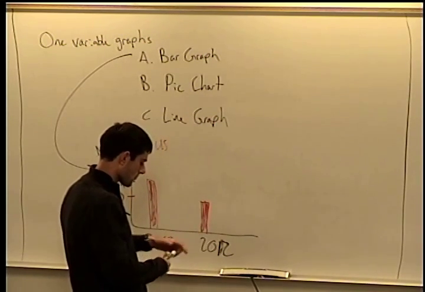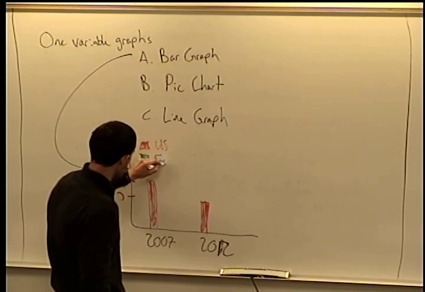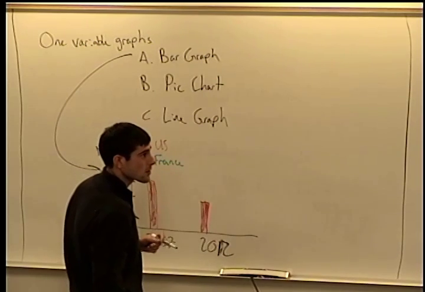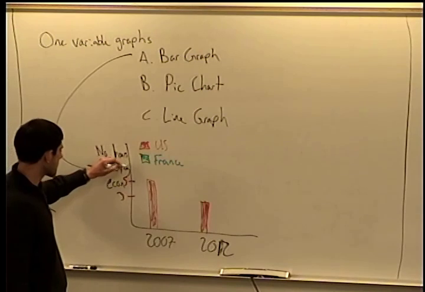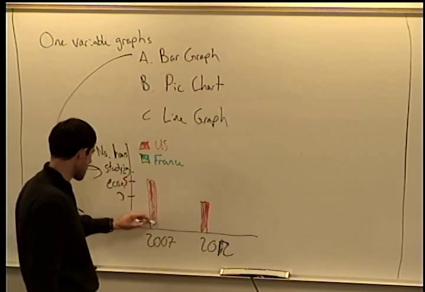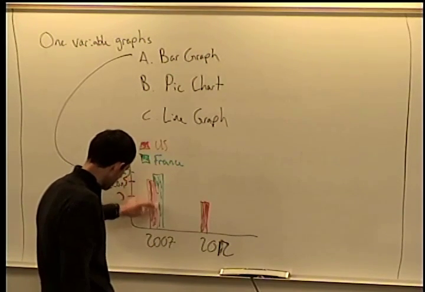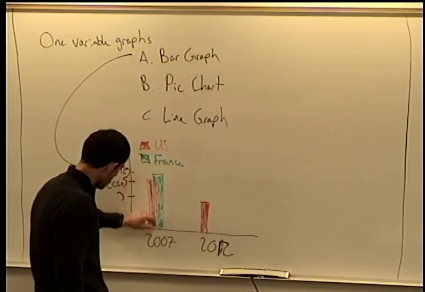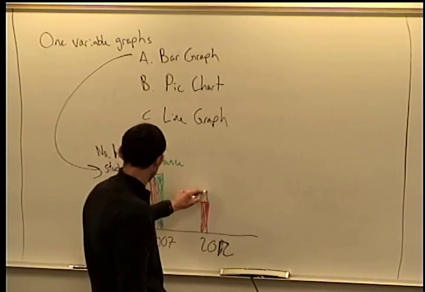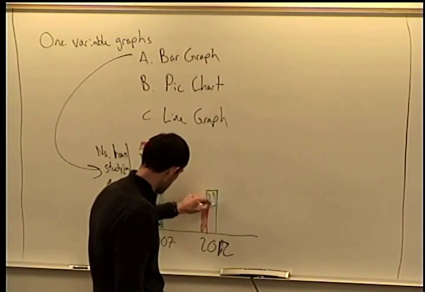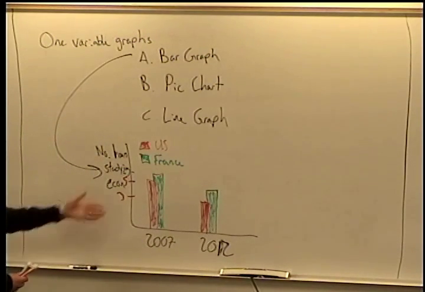Okay. And then our second one, our green, is going to be France. Okay, so let's say people on average in France spent 6 hours a week studying in 2007. And in 2012, they spent on average 5 hours a week. Okay, that will be a good use of a bar graph.